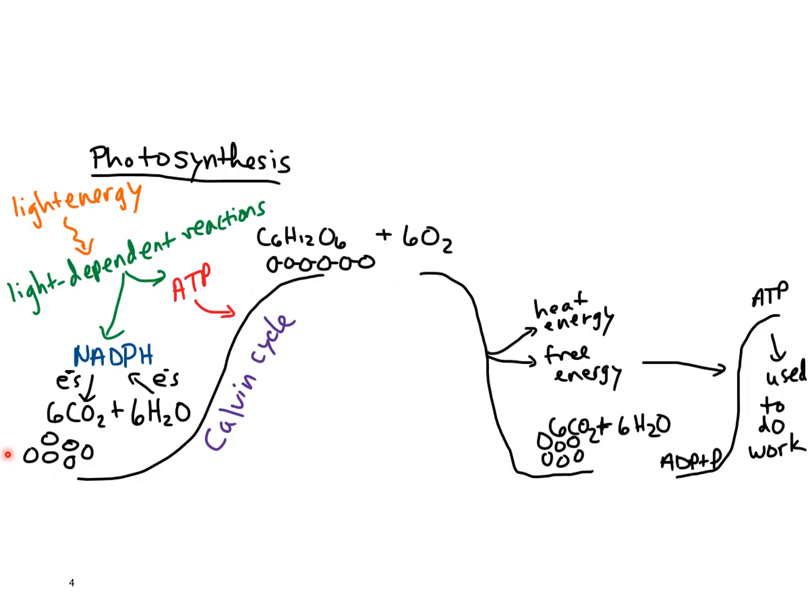And because we're doing an anabolic endergonic reaction, where we're taking smaller molecules and making something bigger, we need energy to go up the hill, and that energy is coming from the ATP made by these light-dependent reactions. So the Calvin cycle needs the ATP made by the light-dependent reactions in order to go ahead.